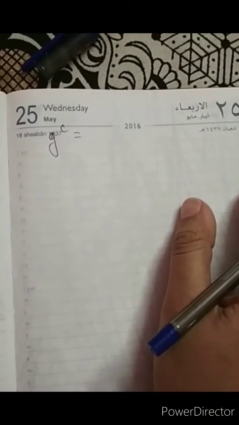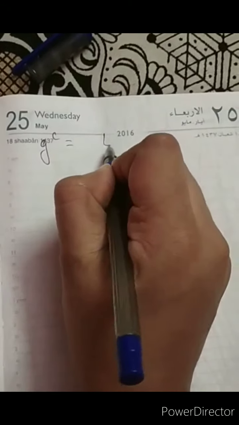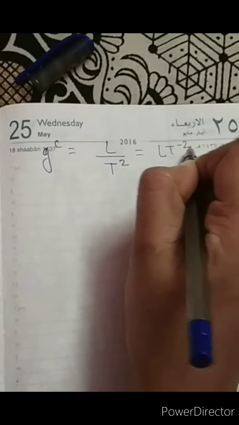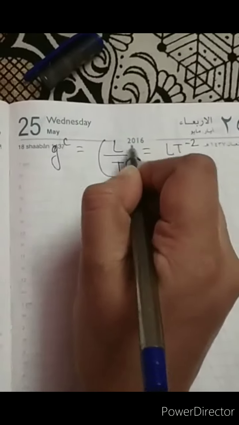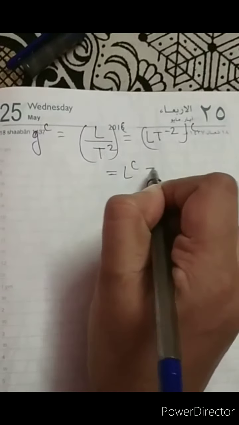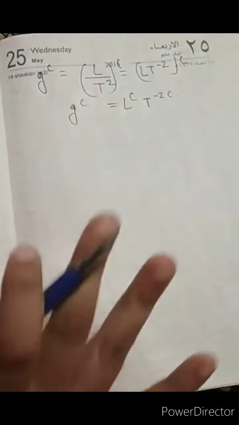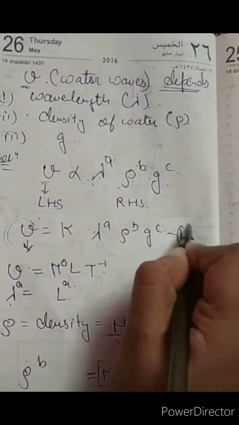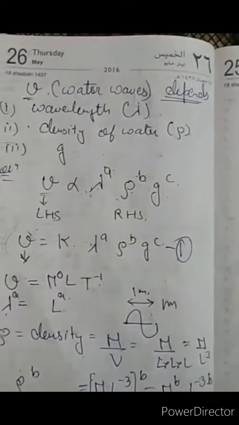What is G? G is acceleration due to gravity. Very nice. Acceleration is again L upon T squared, which is equal to L T minus 2. Since it is to the power C, just open it up. You will get L to the power C and T to the power minus 2C. Very nice. Put all the things in our equation. This is our first equation. Put it in equation 1 and compare the powers. You will get the formula.